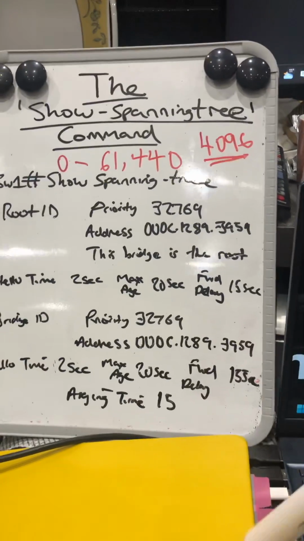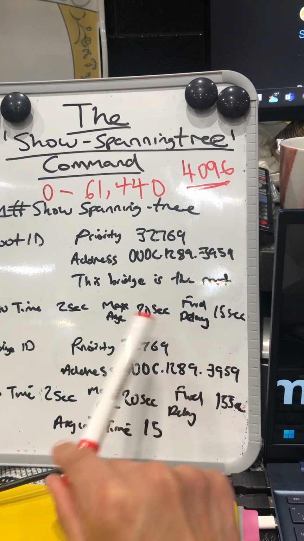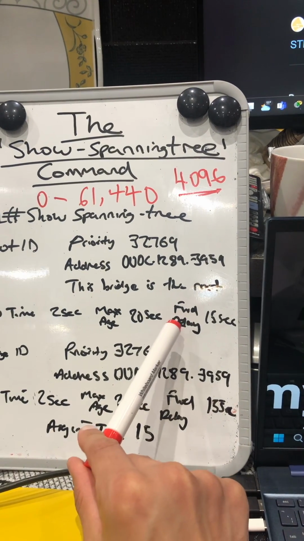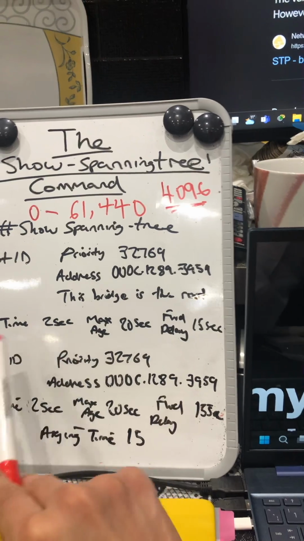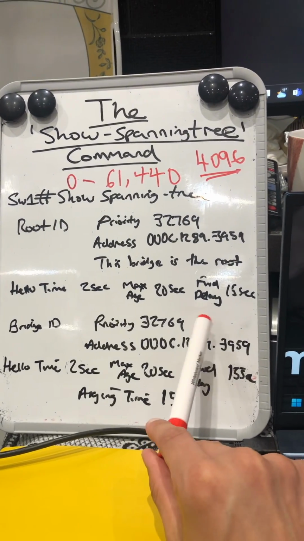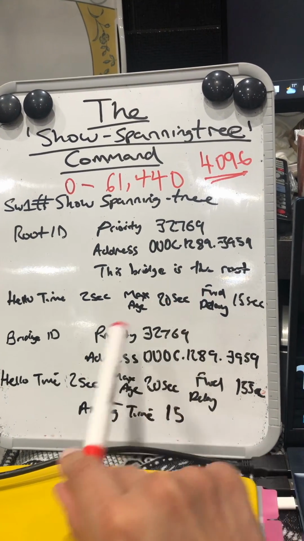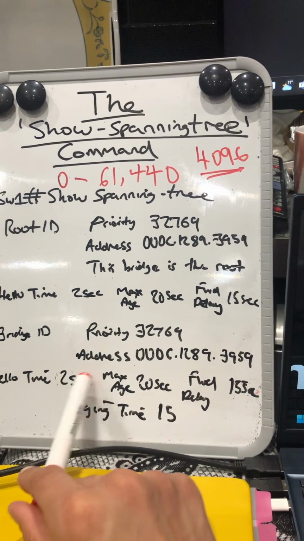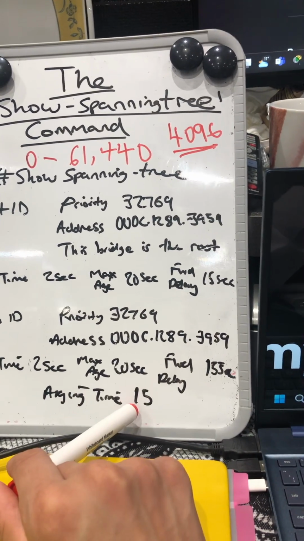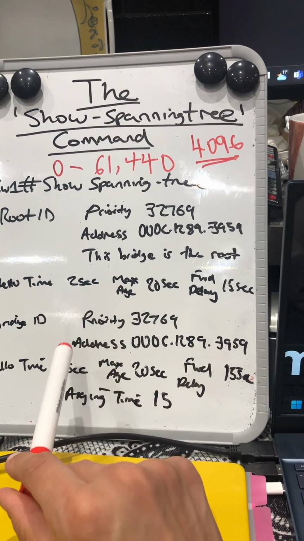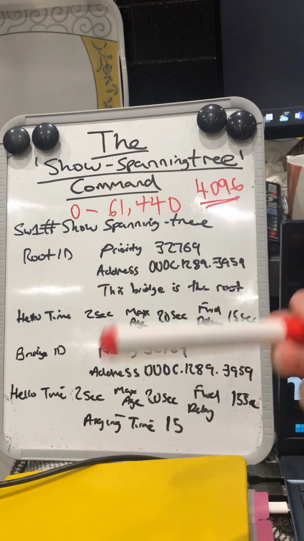We also have timers here: hello timer, max age timer, forward delay timer. I've just written this a bit short, but that's forward delay there. In real life, it'd be written in full, but just for the sake of fitting everything on the board, I had to write that in short. Hello time, max age, forward delay, same again. Aging time, that's also in the bridge ID here. So this is just an explanation of what will come up.